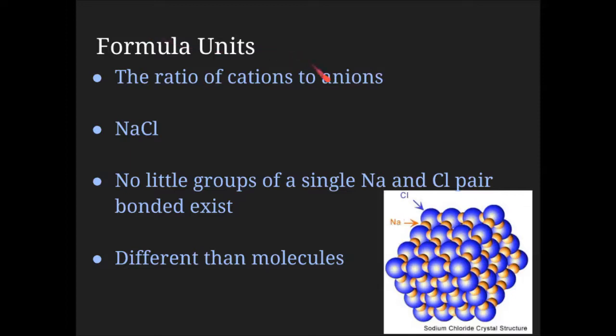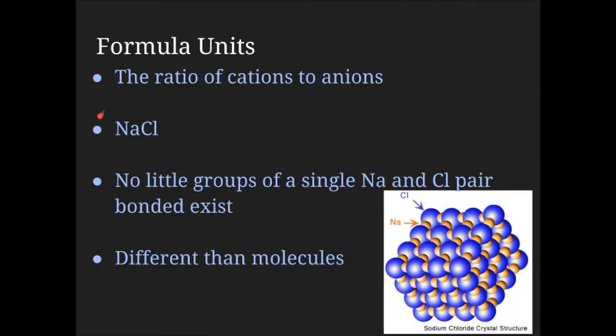Formula units. So formula units are going to be the smallest piece of an ionic compound. It conveys the ratio of cations to anions. So whenever we write the chemical formula for an ionic compound, that is reflecting the formula unit. But we're going to draw a distinction between molecules and formula units.